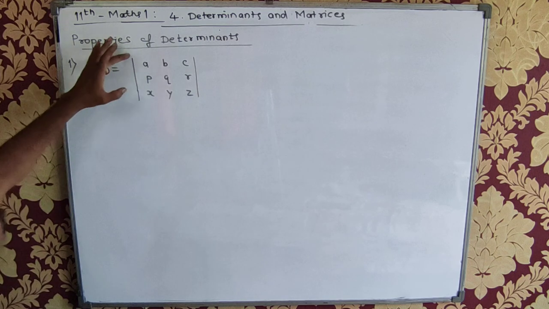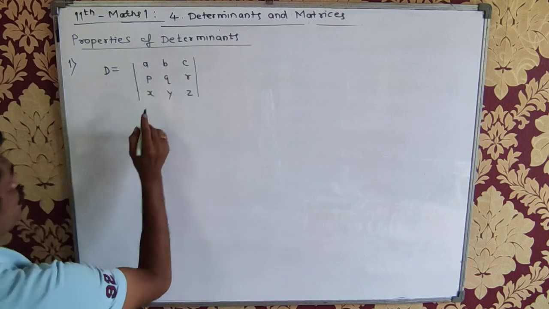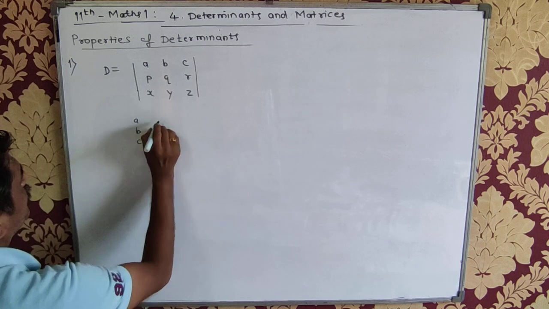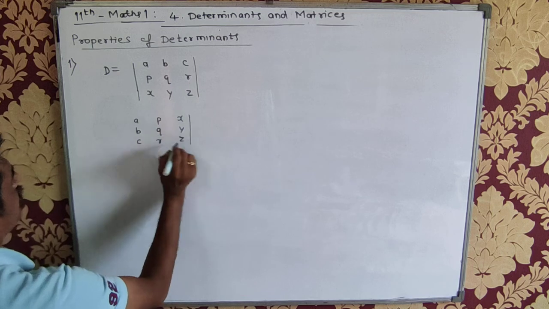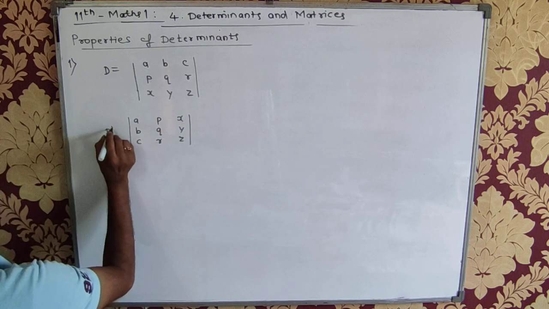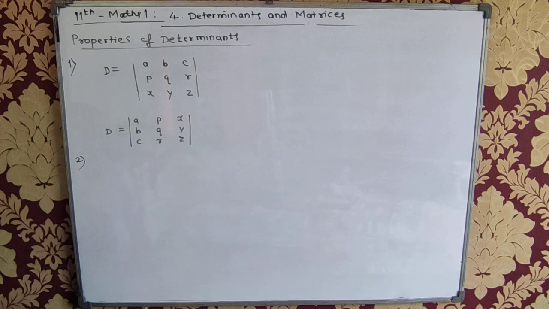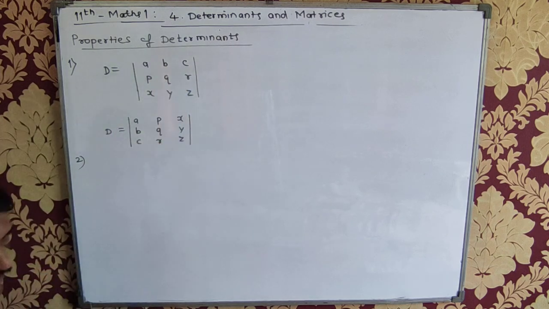That means the value of this determinant, suppose it is D, D is equal to minus 2 or whatever its value is. If I make the rows into columns, A B C, P Q R and X Y Z, then its value still remains D. Understood? Yes, this is the first property. The rows are changed to columns and columns are changed to rows.